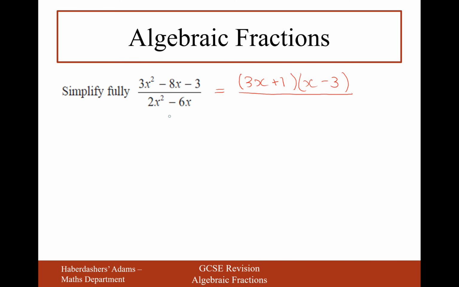Good. And for the bottom factorization, it's going to be a 2, and there's going to be an x in common between both the terms in the denominator. So that's going to make it x minus 3. So to cancel out now, it's cancelling out the x minus 3's. So that's going to be 3x plus 1 over 2x. And there we are, that's the answer to this question.